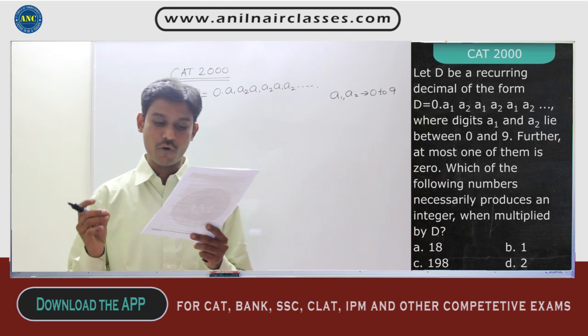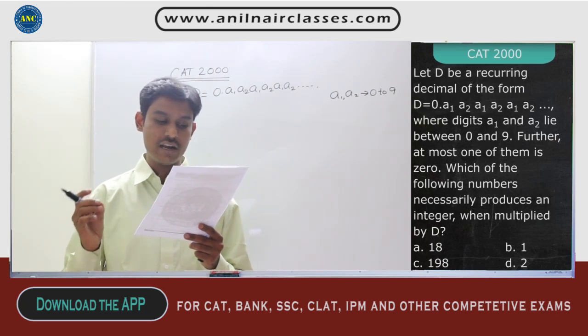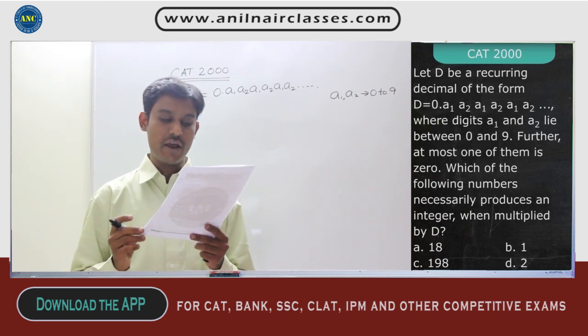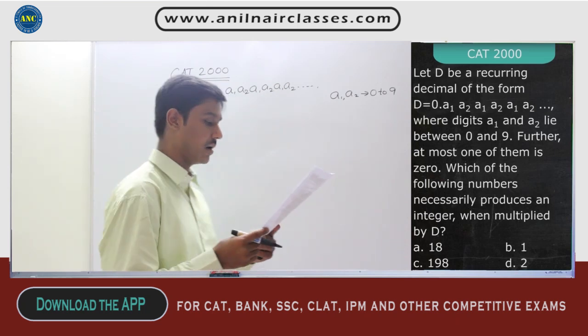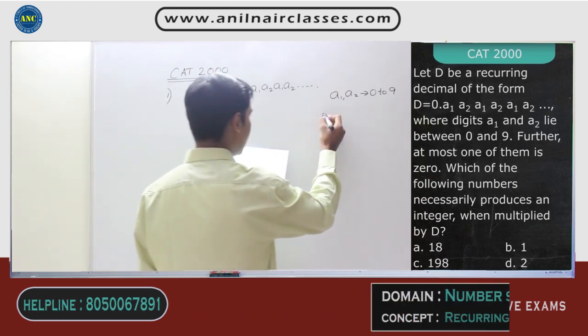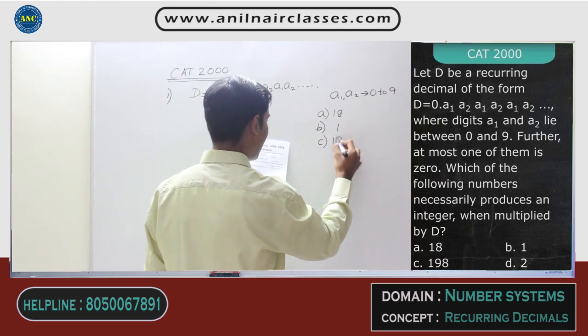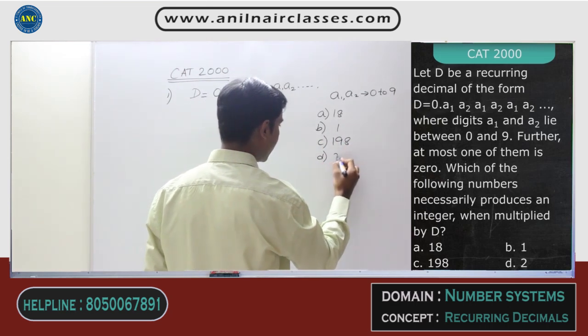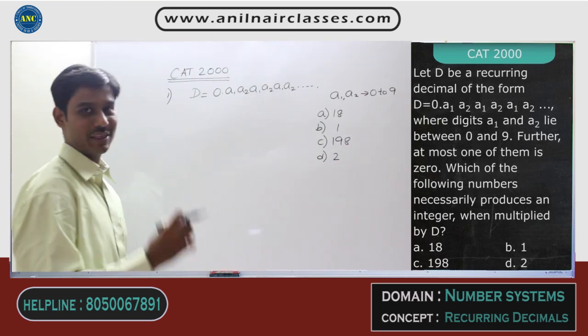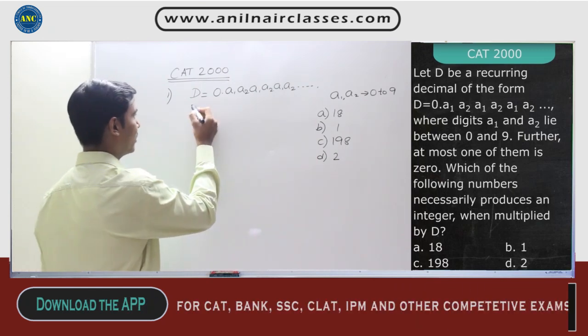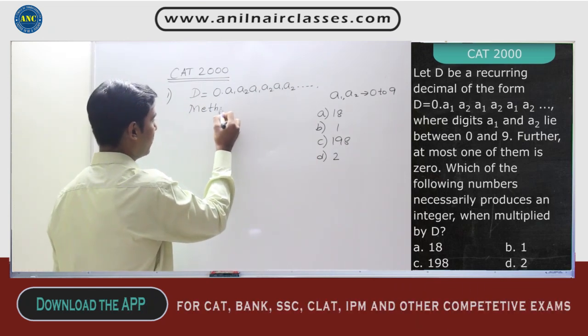Now, which of the following numbers necessarily produces an integer when multiplied by D? Your options are 18, 1, 198 and the last option is 2. Now see here, there are two ways of solving this question. Suppose I solve it by the first method.